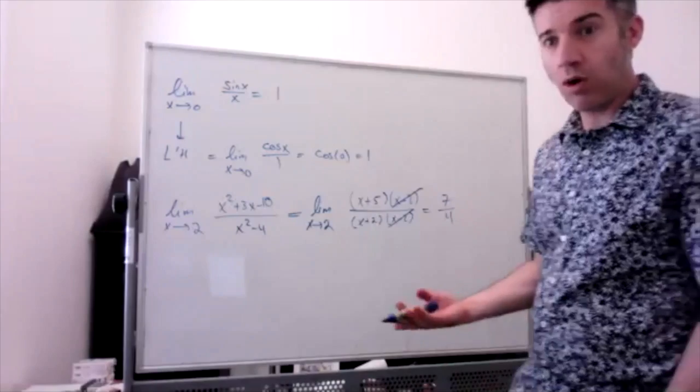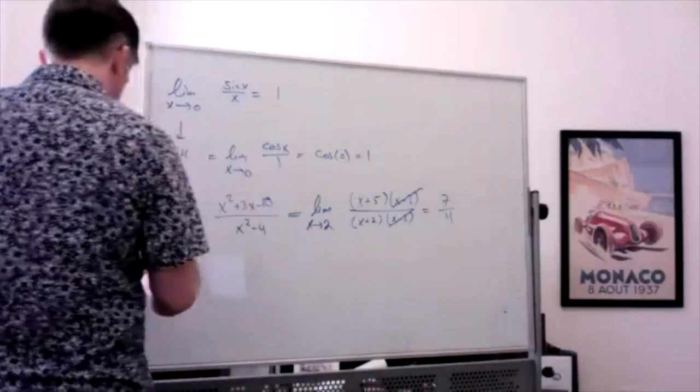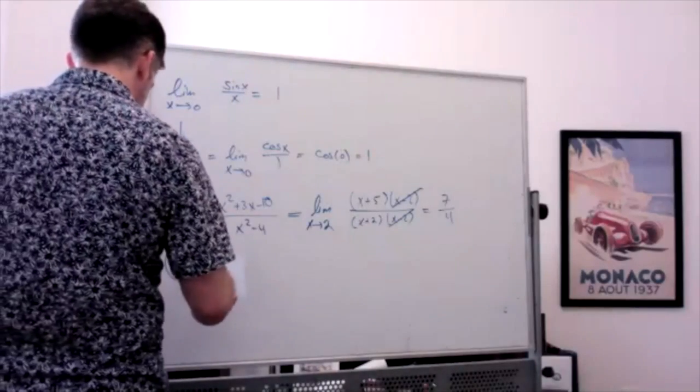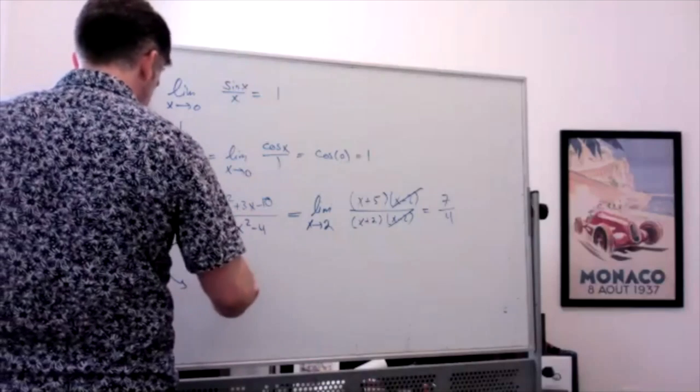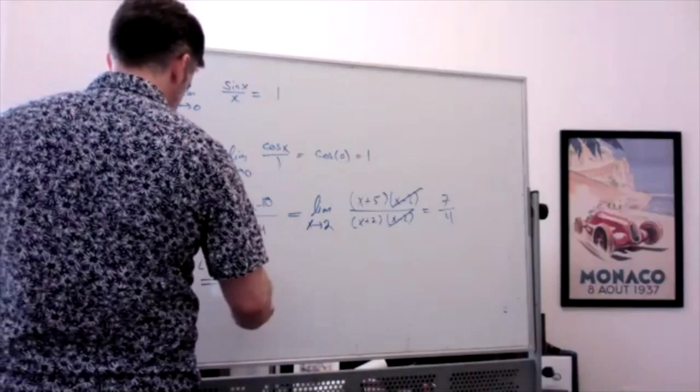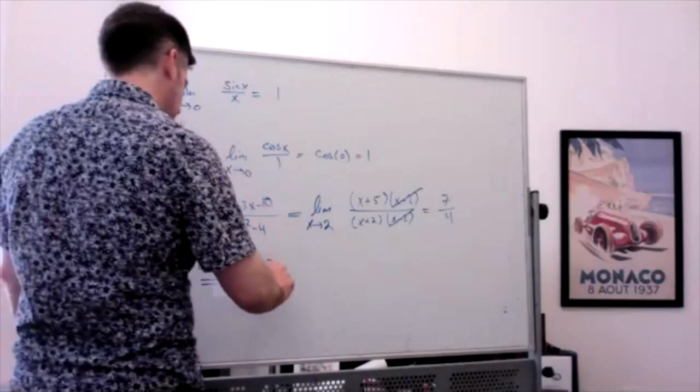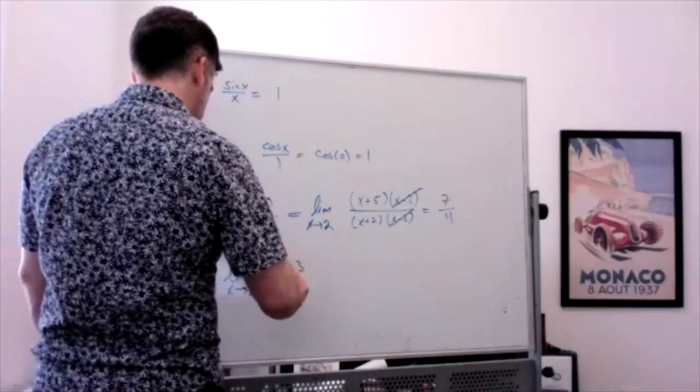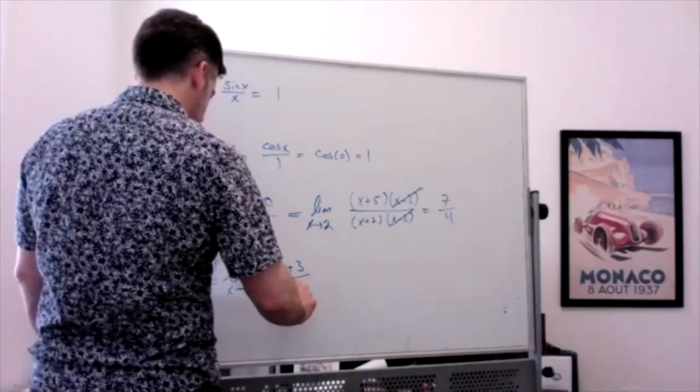Great. Or we could use L'Hopital's rule. Using L'Hopital's rule, we get the limit as x goes to 2. Derivative of the top is 2x plus 3. Derivative of the bottom is 2x.